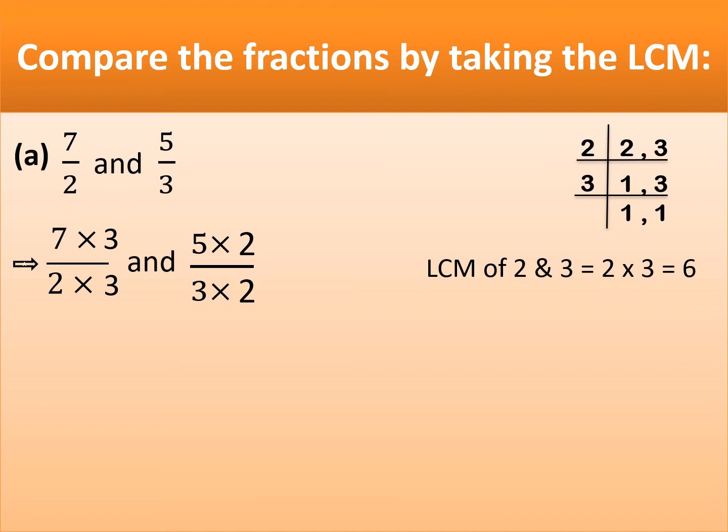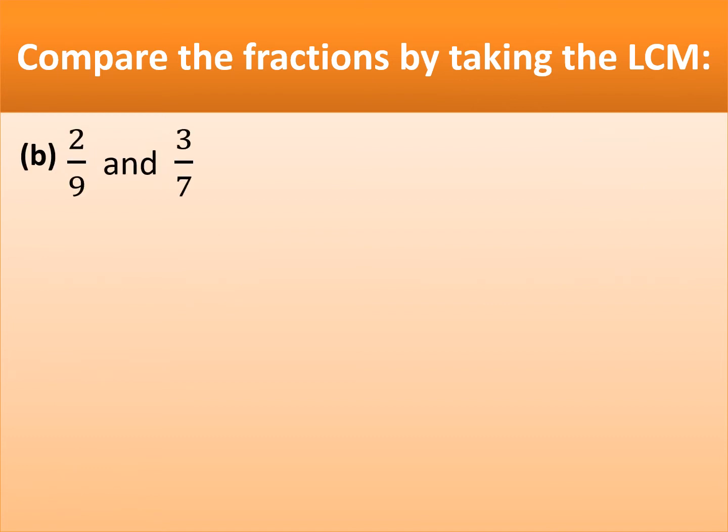7 3s are 21 and 2 3s are 6. So the fraction is 21 upon 6. Next, 5 2s are 10 and 2 3s are 6. So the other fraction is 10 upon 6. Now denominators are same, so we can easily compare the fractions. As 21 is greater than 10, so 21 upon 6 is greater than 10 upon 6. So 7 upon 2 is also greater than 5 upon 3.